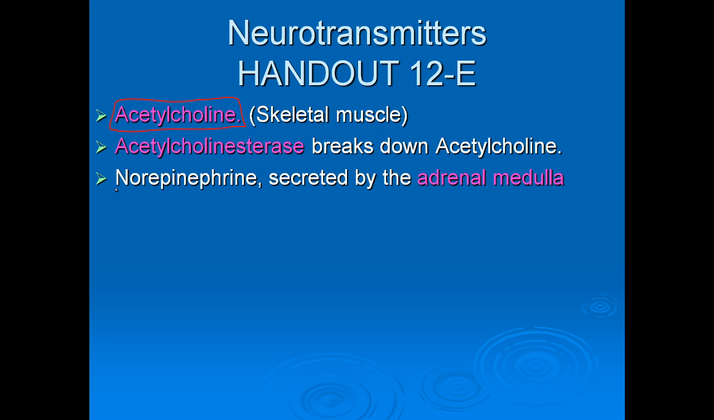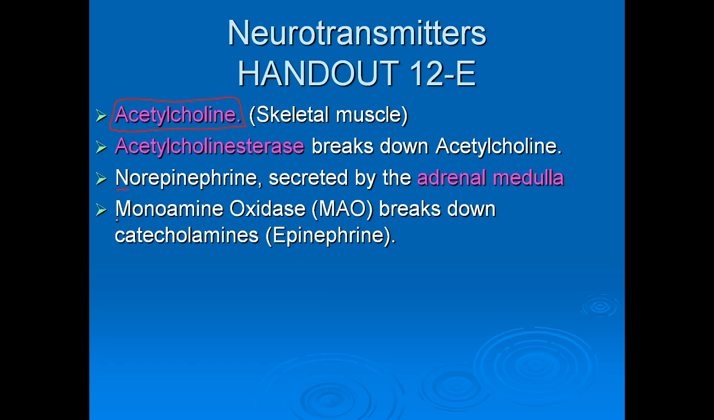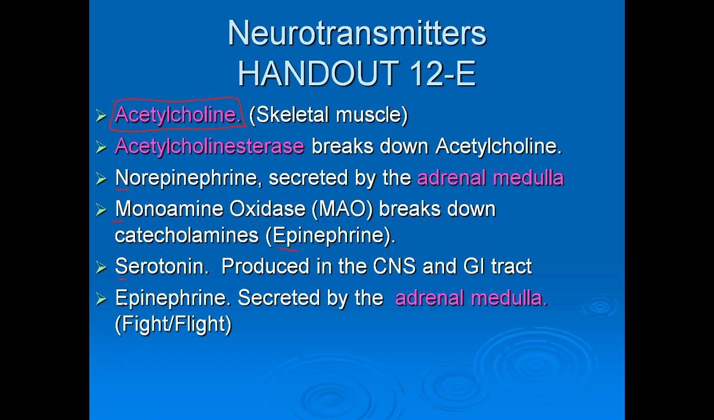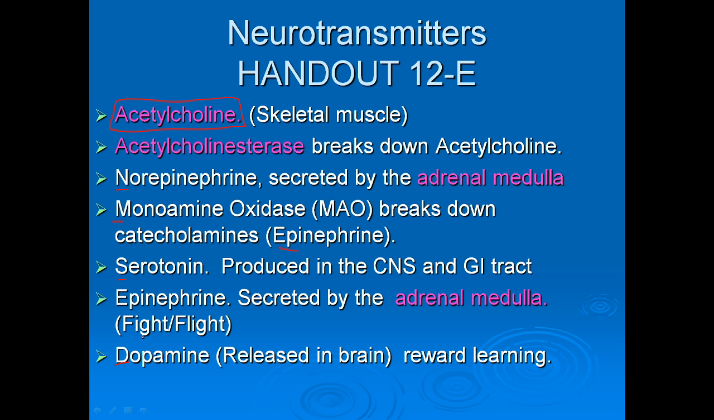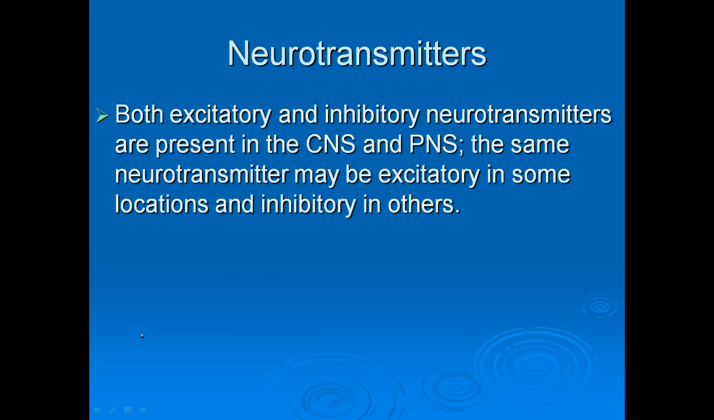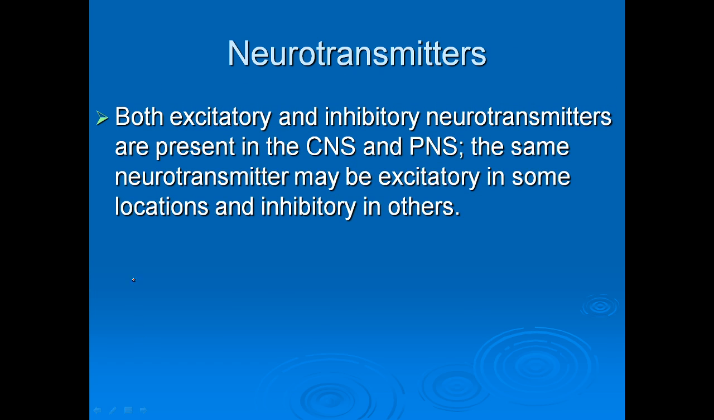For example, we have norepinephrine. We have monoamine oxidase, we have epinephrine, we have serotonin, dopamine, and various amino acids can also be neurotransmitters. Neurotransmitters can vary depending on where they're located. They can be excitatory in one area and inhibitory in another area. The same neurotransmitter can excite in one location and inhibit in another location.